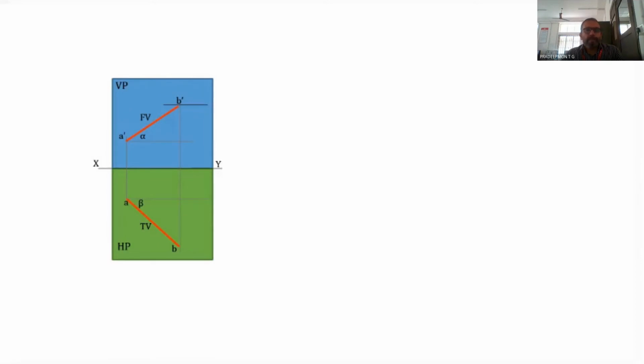Here, this is the inclination of the top view with the XY line. So we call beta the apparent inclination in the top view and alpha the apparent inclination in the front view. In these two cases, alpha is greater than or at least equal to theta, and beta is either greater than or at least equal to phi. Those are the two conditions. Now how do we find out phi and theta as well as the true length when the actual projections are given? Let's see.